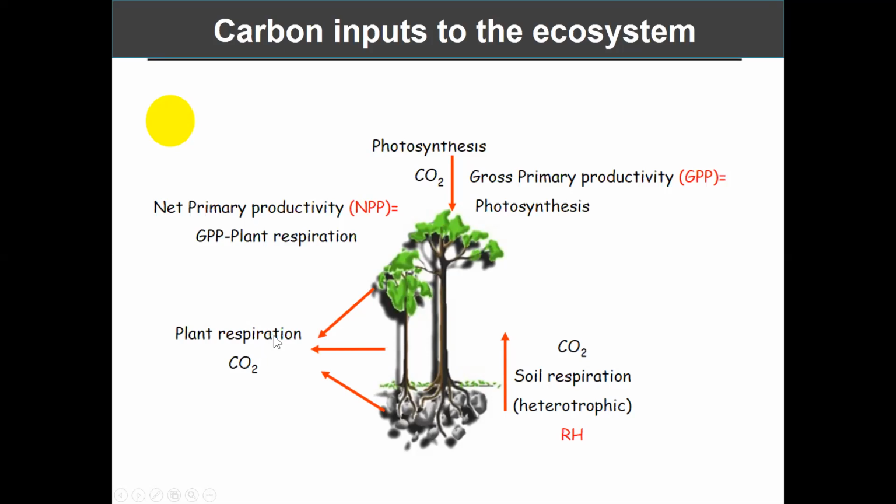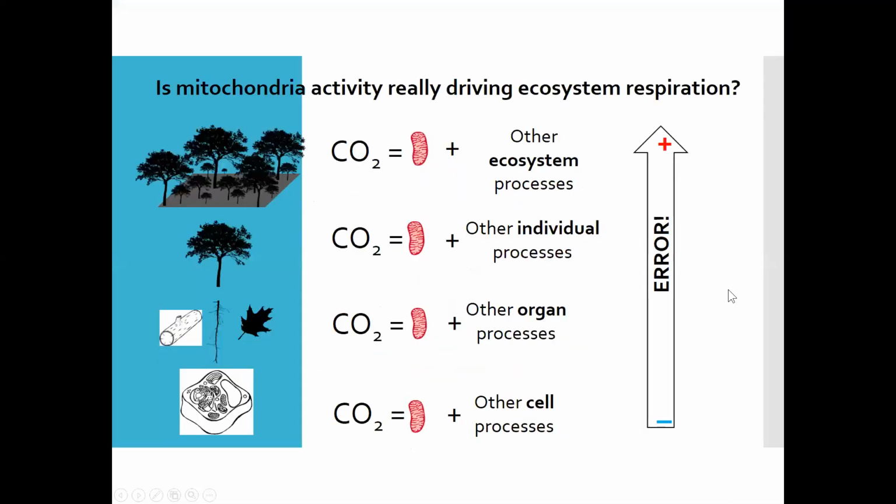We want to estimate plant respiration for the most dominant species within the plot. And for this, what we're gonna do is that we're gonna collect some individuals and we're gonna measure the leaf respiration. And the way we're gonna do this is, well, first, we wanted to address a particular question that is whether mitochondrial activity really drives ecosystem respiration.